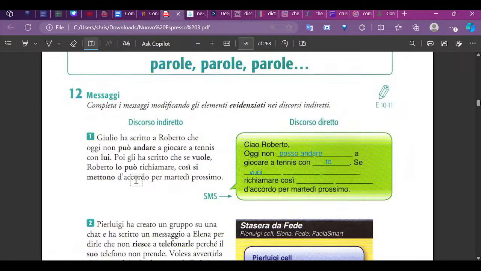Se vuoi, Roberto lo può richiamare. Ok, so puoi, se vuoi, puoi richiamarmi? Oh, that's already there. Ok. Se vuoi, mi puoi.